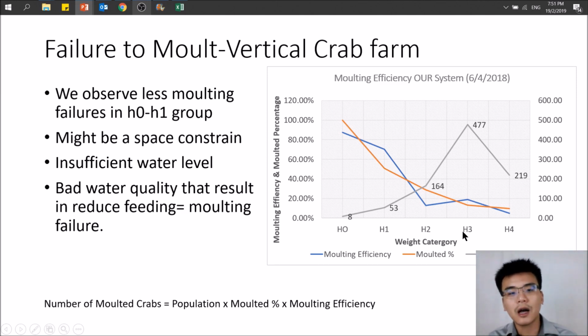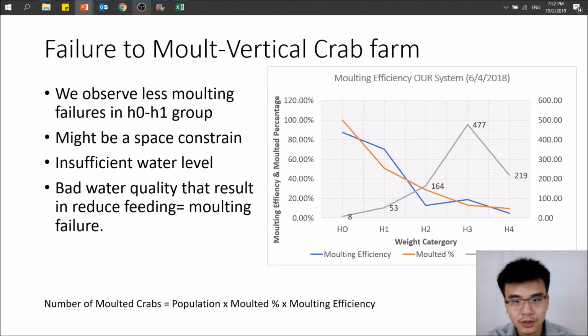So how do we calculate the number of molted crabs? We use two variables. Firstly, the molted percentage, meaning out of 10 crabs, how many of them actually molted in the period that we were looking at. And molting efficiency, which is defined as how many of them that try to molt succeed, that is, their success rate.